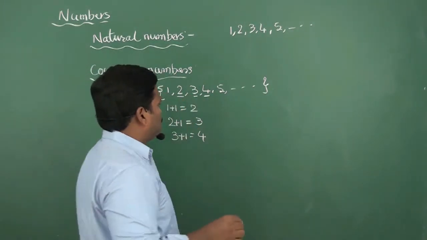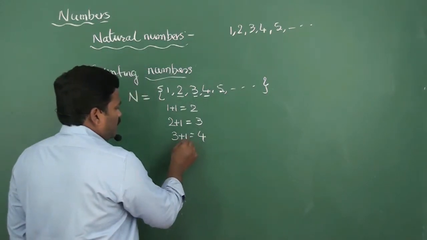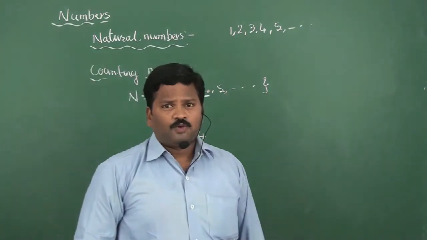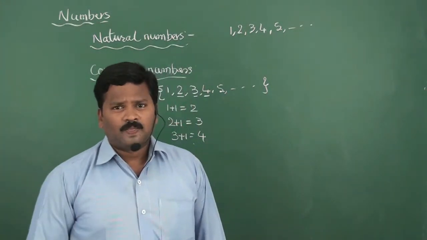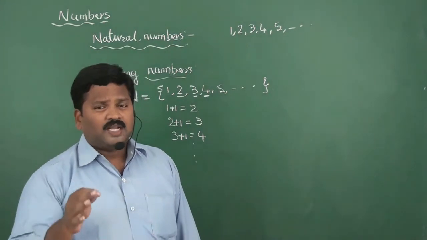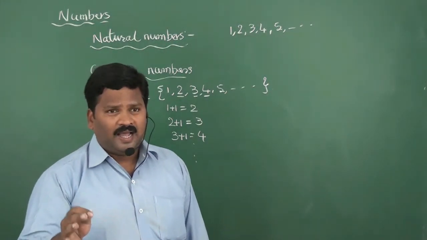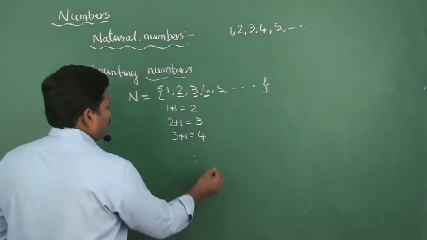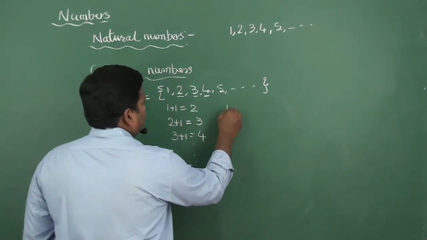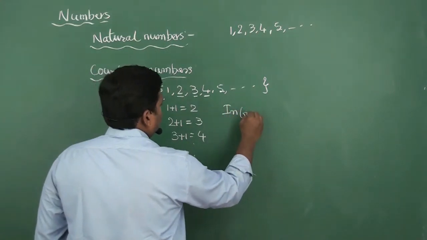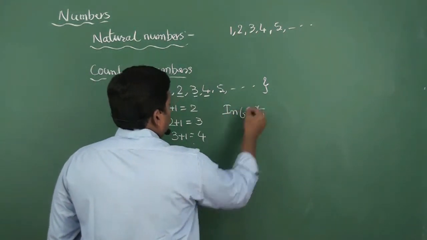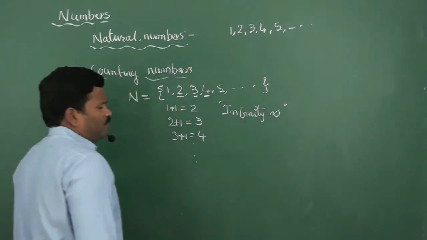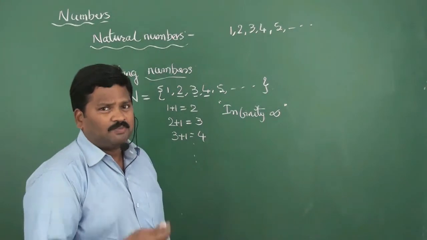And even if you write like this, it is very tough to imagine the last number. Therefore, the least natural number is 1, and the highest natural number cannot be determined. It is infinity. The highest natural number is infinity. It is very tough to find out because there is no end to the numbers.